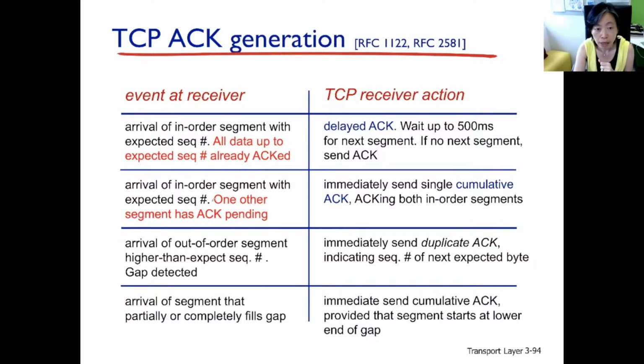So if all data up to the expected sequence number have already been ACKed, we delay sending of this ACK. So let's wait for the next segment. When the next segment arrives, then we send the ACK. Otherwise, let's just wait for 500 milliseconds. When this 500 millisecond timer expires, we have no choice but to send the ACK for this data.